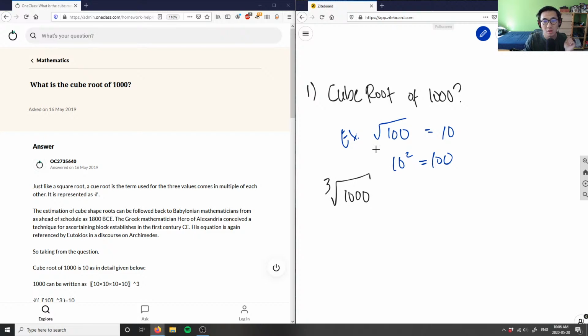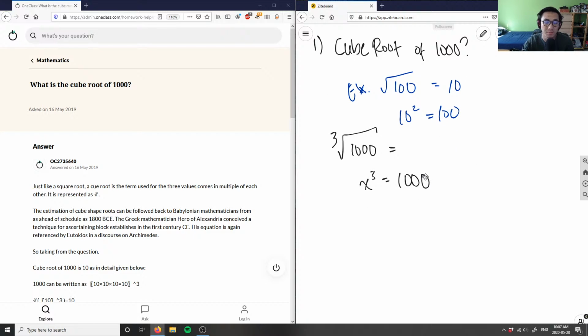Similarly, when we talk about a cube root, we're talking about 3 of the same number multiplied together to get the number inside the root. So it's some number cubed that will equal 1,000. I can rewrite this as: what is x cubed equals 1,000? Again, they have to be the same number, like 1 times 1 times 1, or 2 times 2 times 2.